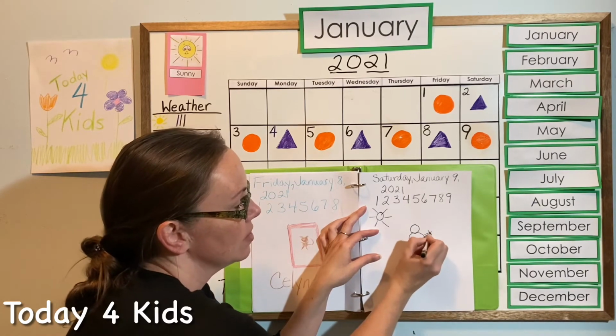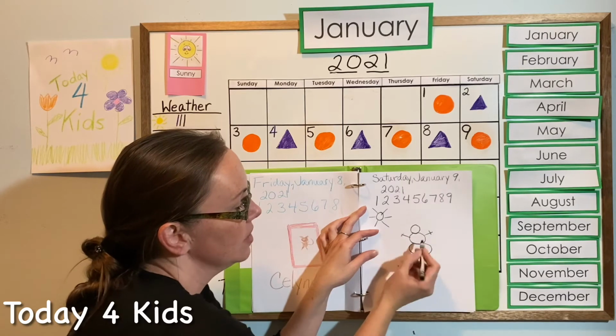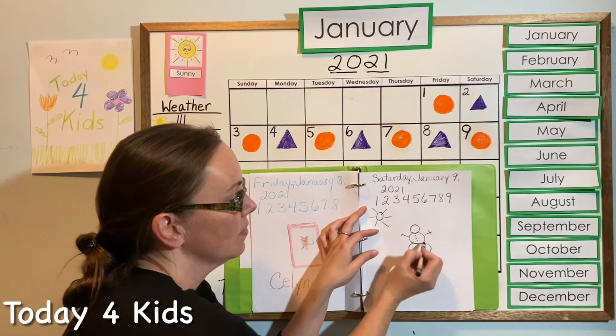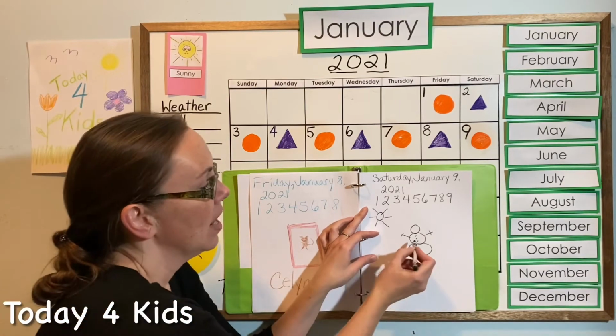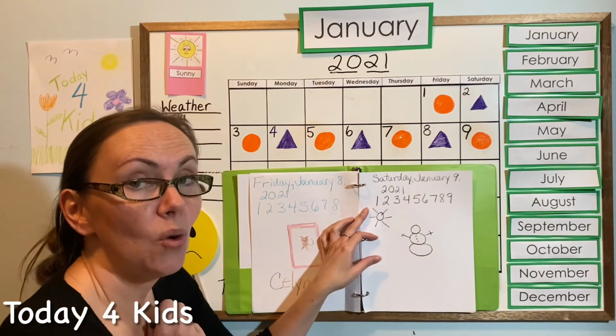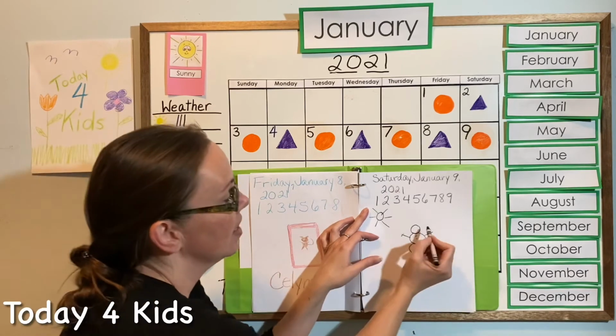And then I'm going to use some twigs for his arms. And I don't have any coal. You know, in the song, he's got coal buttons and coal eyes. But I'm just going to use some rocks because I don't have any coal. But I've got some rocks outside that I can find.